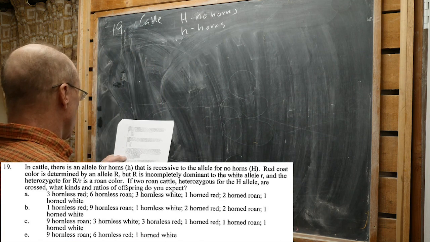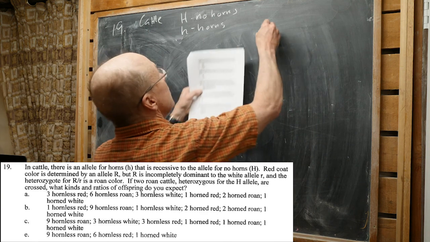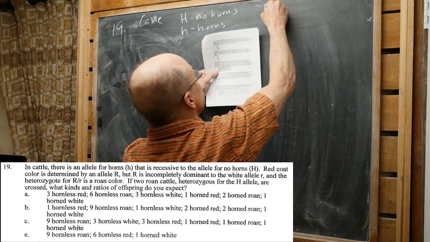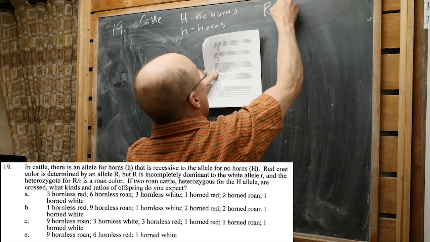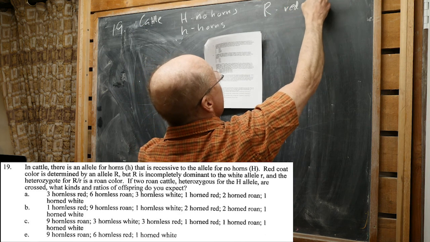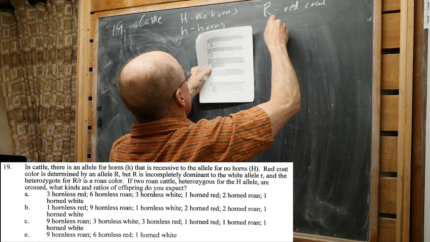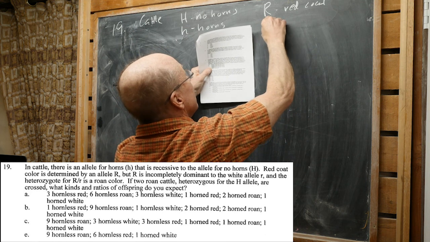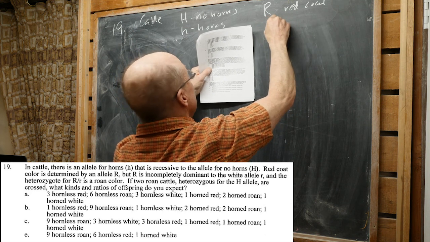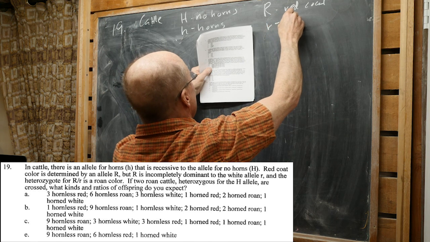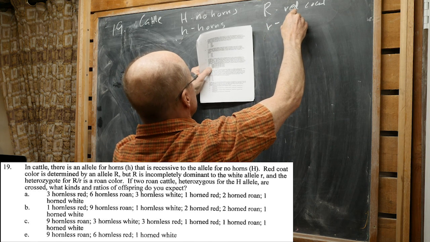Then we go for coat color. So we have big R, which is what we would call a red coat, and little r is actually for a white coat.